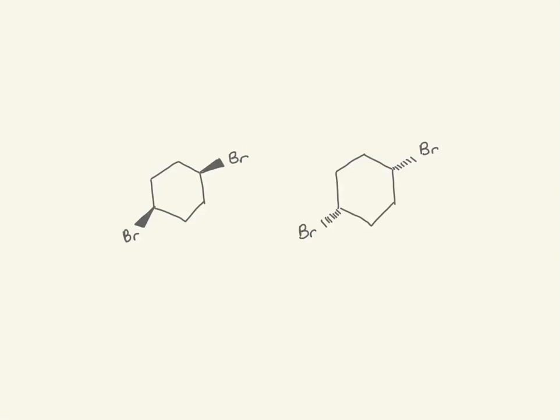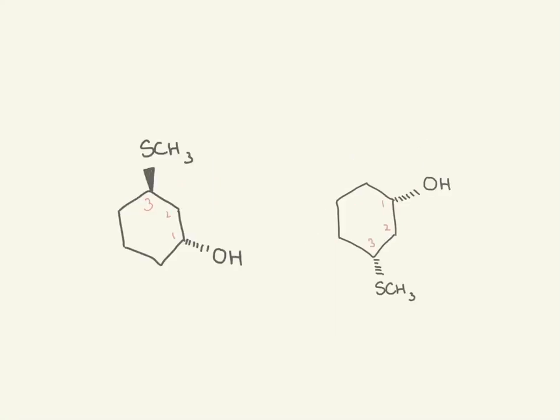Moving on to the second example. These compounds have the same groups. They have bromines. There is a plane of symmetry within the molecule, and stereochem changes. Thus, it is meso.